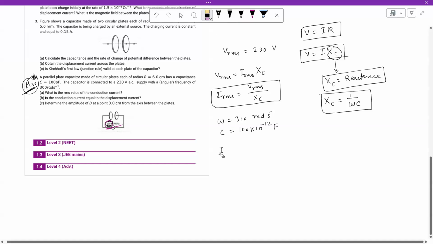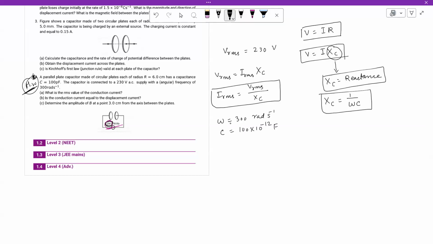Or first, let us calculate this XC, which is 1 by omega C, which is 1 by 100 into 10 to the power minus 12, and then omega is 300. So this is how much? This is 1 by 3 into 10 to the power 4 times 10 to the power minus 8. So it goes upstairs, this becomes 10 to the power 8, so 10 by 3 into 10 to the power 7. So this is 3.33 into 10 to the power 7, right?